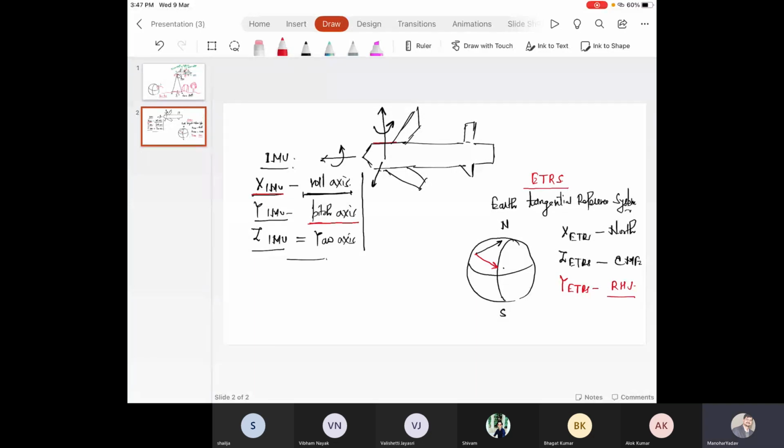Okay, so this is the third, and the fourth coordinate system is related to the Earth surface itself, and that is ECEF, Earth-centered fixed coordinate system. Who will tell me how to define ECEF? We have already discussed ECEF many times.